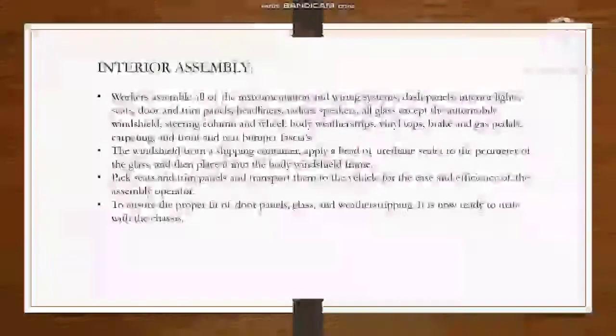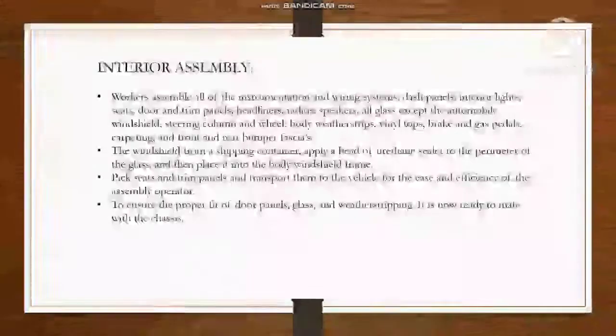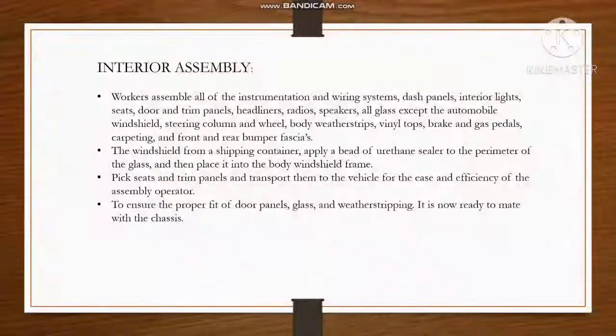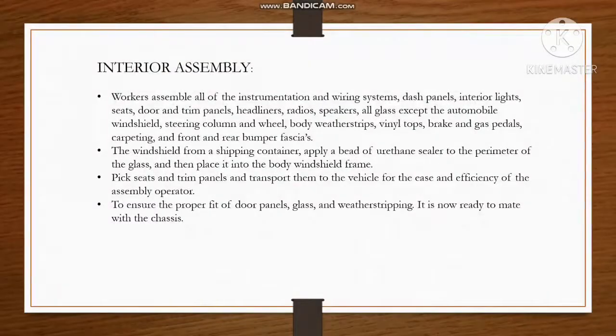Number 5 is interior assembly. Workers assemble all of the instrumentation and wiring system, dash panels, interior lights, seats, door and trim panels, headliners, radios, speakers, all glass except the automobile windshield, steering column and wheel, body weather strips, vent tops, brake and gas pedals, carpeting, and front and rear bumper fascias.